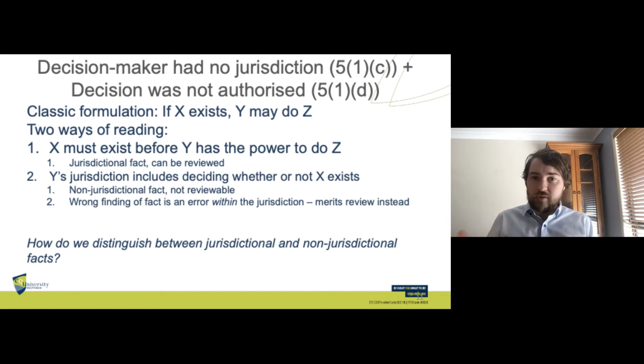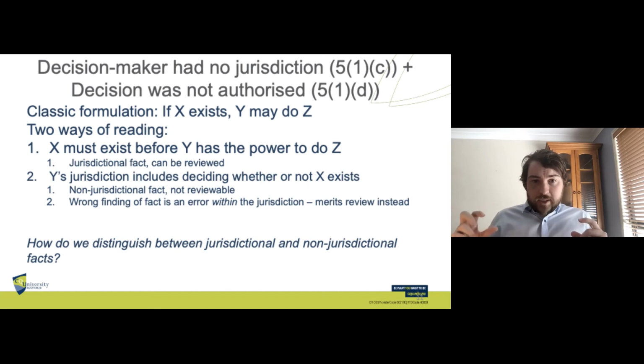You'll remember from our discussion of merits review that, as a general rule, questions of fact are taken up under merits review, and judicial review isn't usually interested in questions of fact. This is an exception. This is a time when judicial review can look at a question of fact or an error of fact, but it's only available in very specific circumstances. So you'll remember the classic formulation of a law or a power is to say that if X exists, Y may do Z. So if a particular fact arises or is established, the decision maker can do a thing.